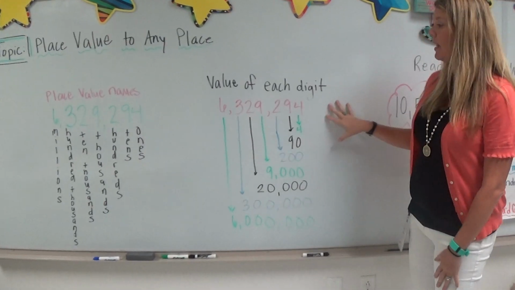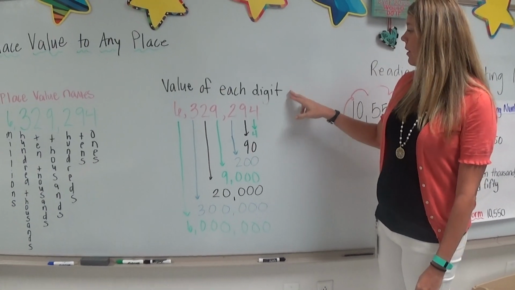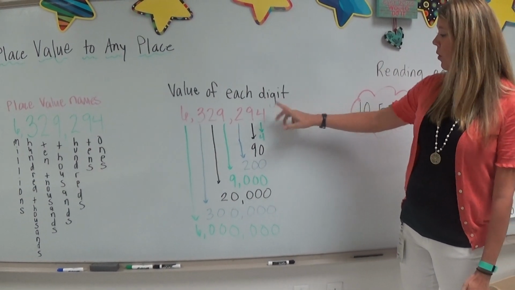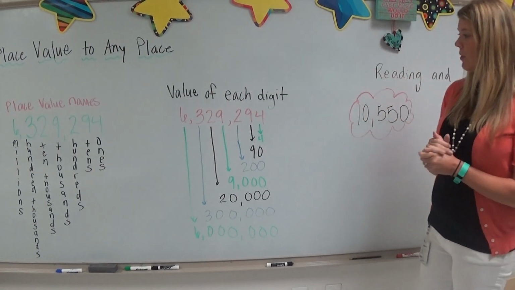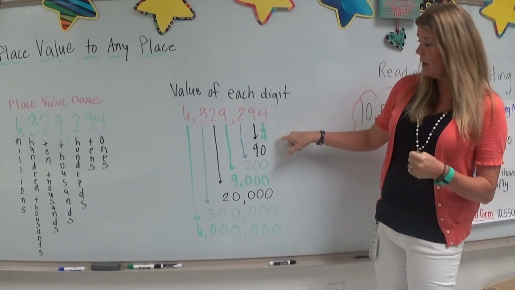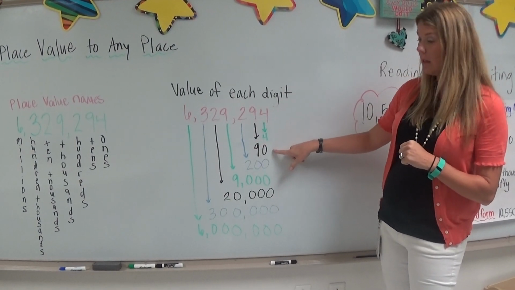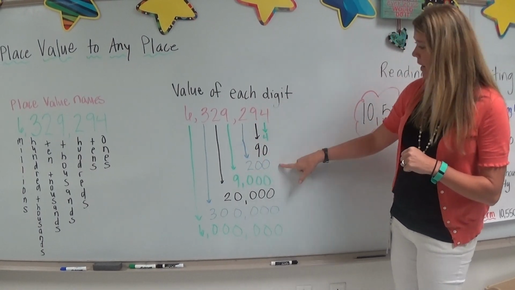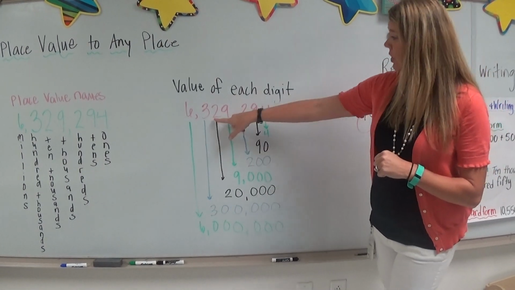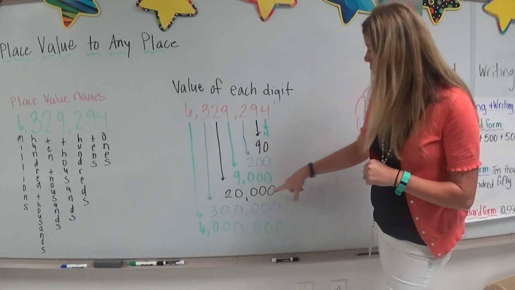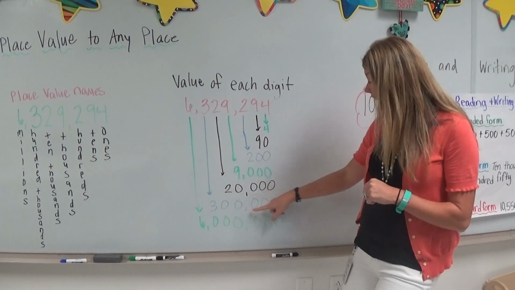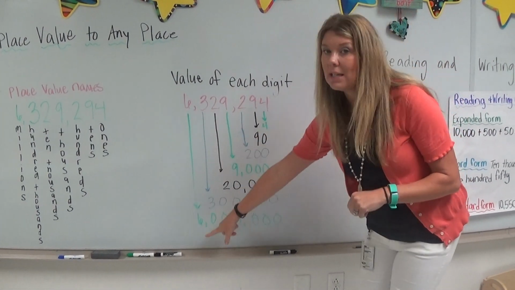We also are working on the value of each digit, or how much each digit is worth. So the value or the worth. So if we have the same number, 6,329,294, the 4 is worth 4. The 9 in the tens place is worth 90. The 2 in the hundreds place is worth 200. The 9 is worth 9,000 in the thousands place. The 2 in our 10,000s place is worth 20,000. Our 3 in the 100,000s place is worth 300,000. And our 6 in the millions place is 6 million.